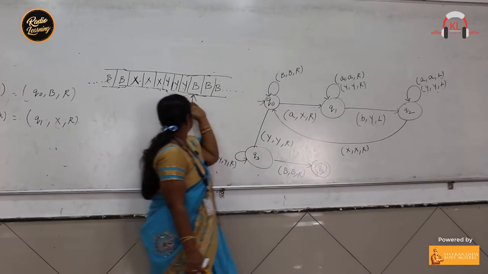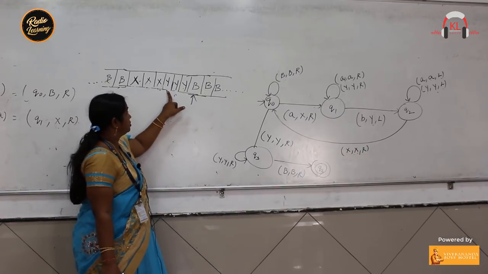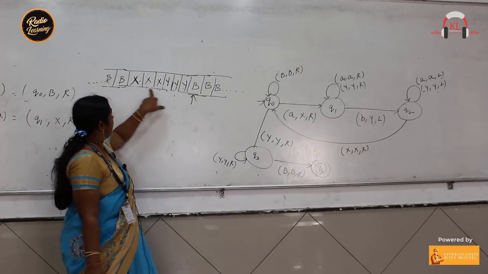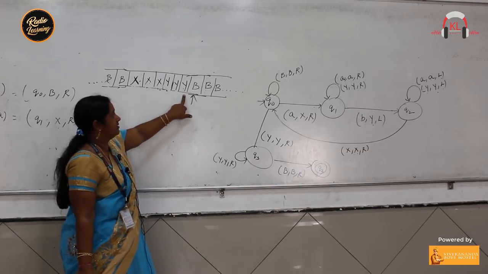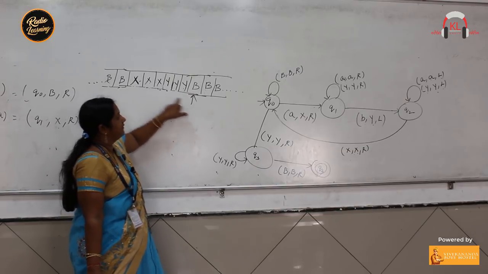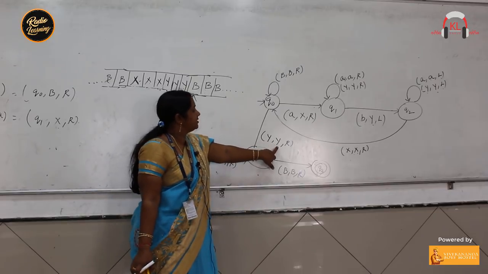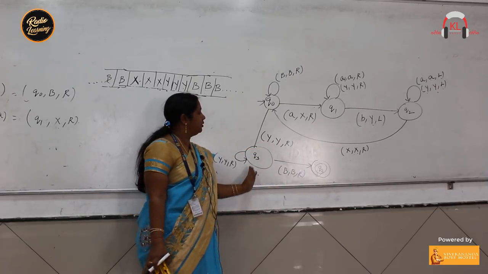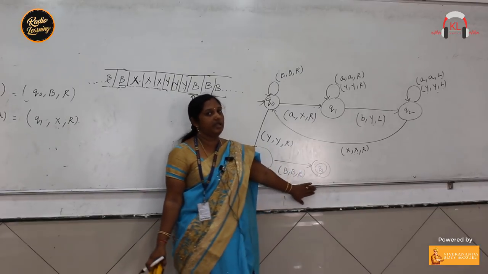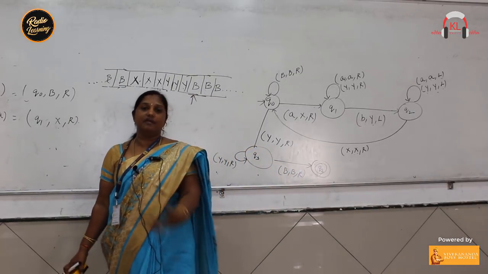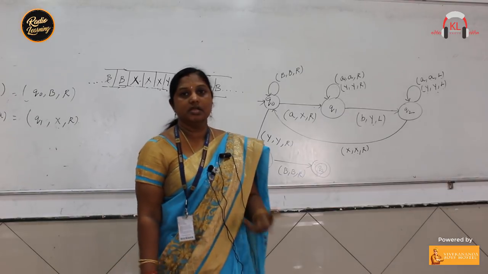So after completion of this, all X's are matched to all Y's. That means the number of A's is matched to the number of B's. Then you are able to see the Y. Once you see the Y, keep it as it is and move right. Then you are doing like this, and finally you reach the final state. This is called a halt state. This is the way we design a Turing machine.